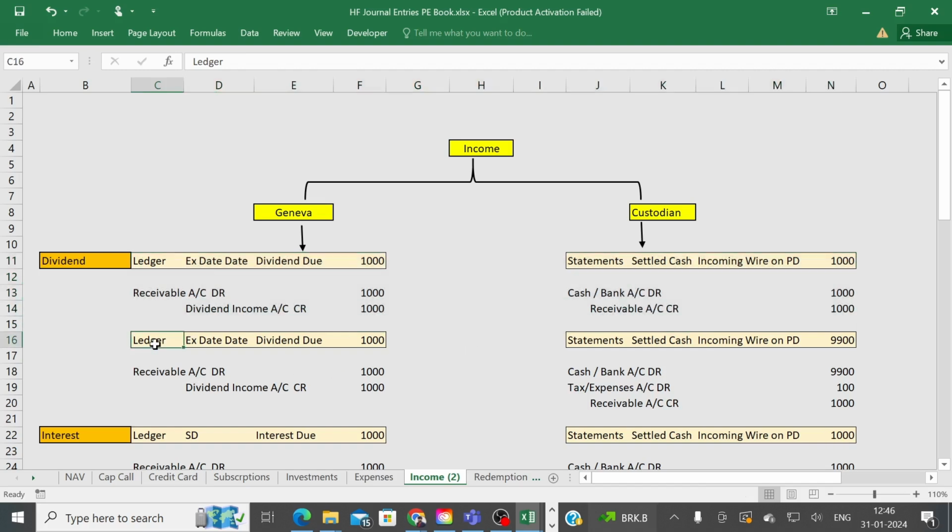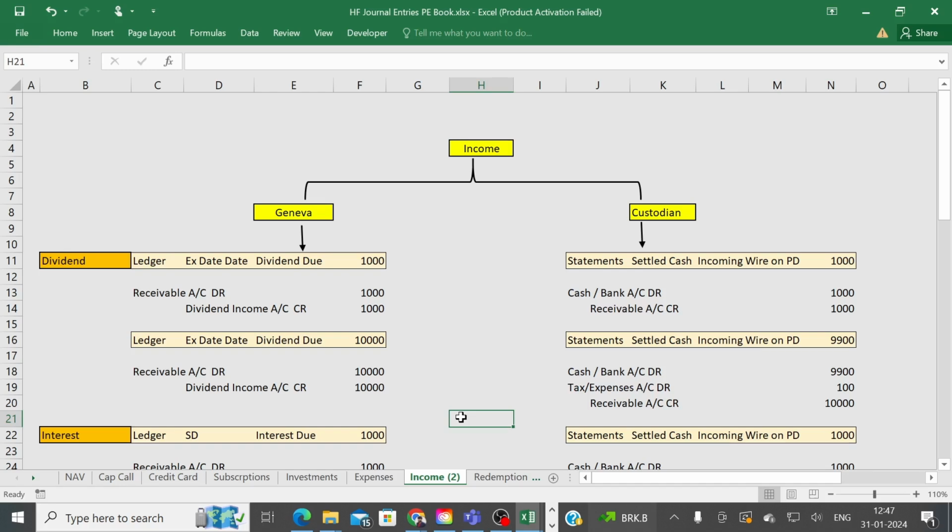But what if the dividend received is much less than due? In that case, how do we record it? Assume you have a total due amount of 10,000. You have recorded it, but the actual amount you received is 9,900. So what could be the reason that you received a lesser amount? There are several reasons: transaction fees applied, tax applied, expenses applied, processing fees applied, or maybe an incorrect rate or ratio was taken to record the dividends. There are so many possibilities.